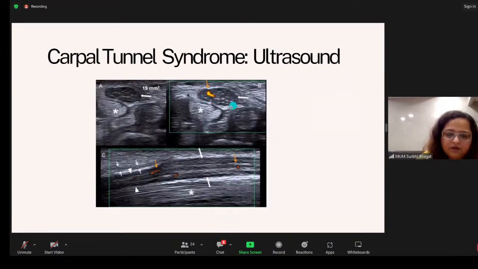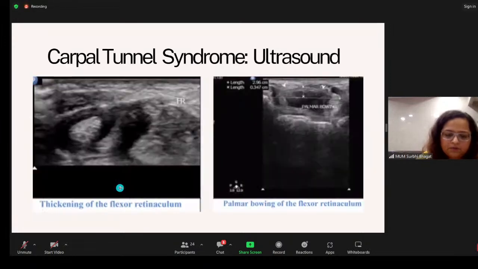These are the Doppler signals, positive. Very important here, you get this narrowing or constriction when you see the transverse scan of the median nerve, and proximally there is thickening of the median nerve. In carpal tunnel syndrome we do get this, and we should look for this in ultrasound.